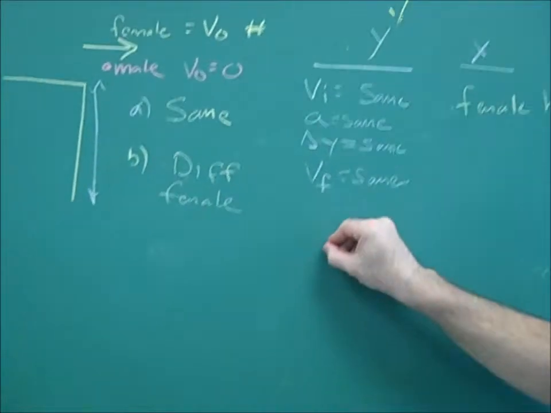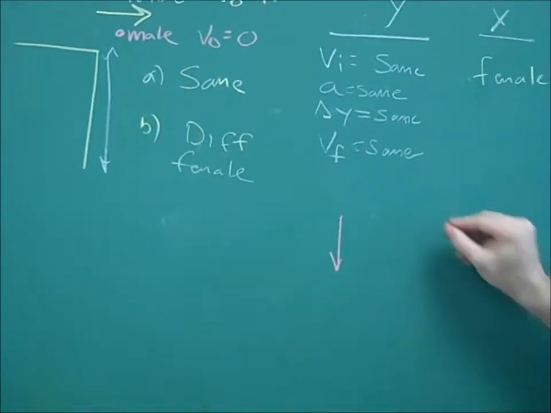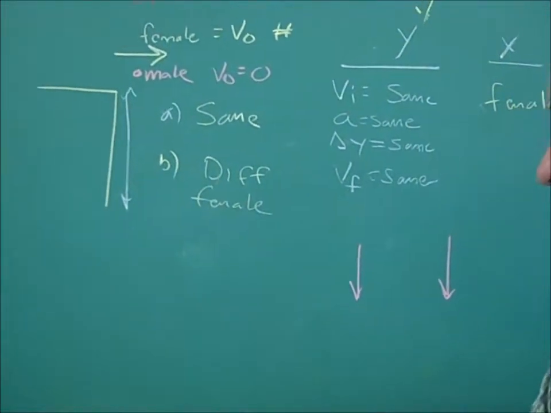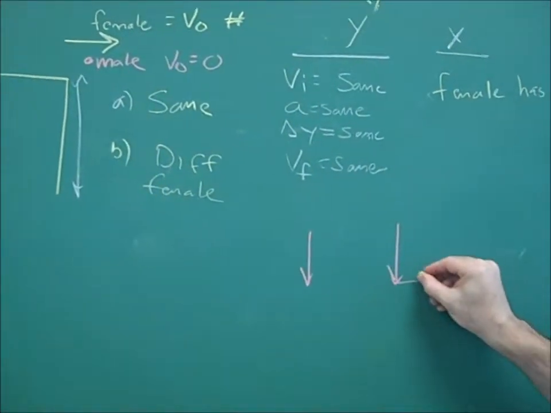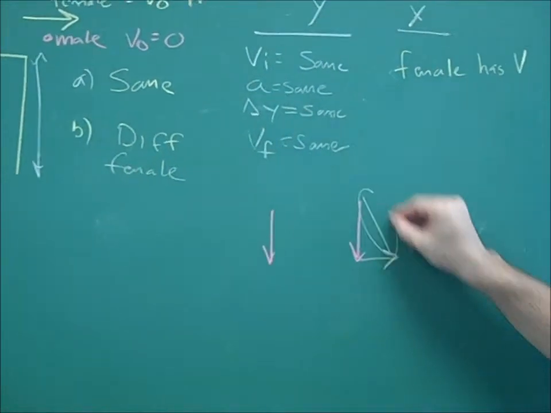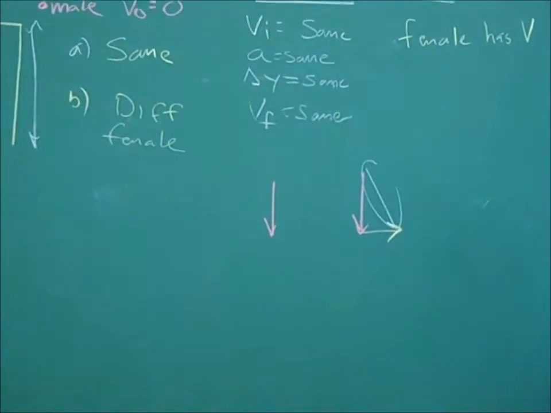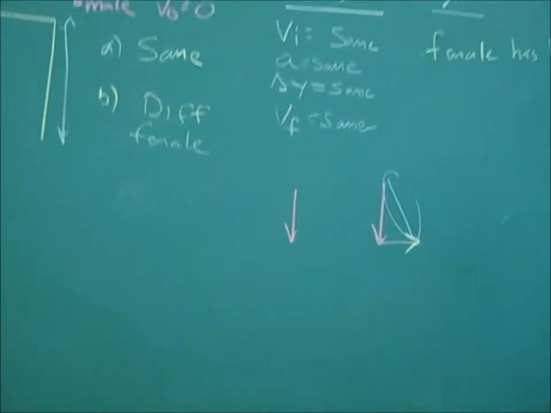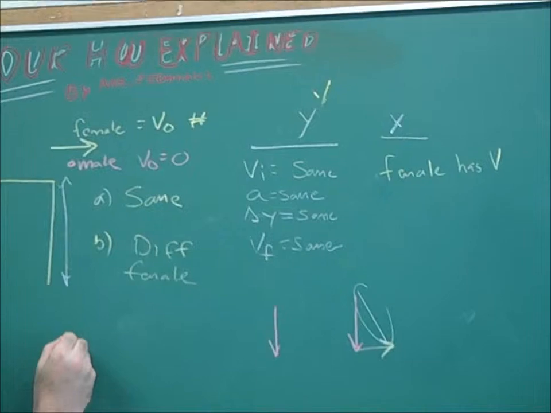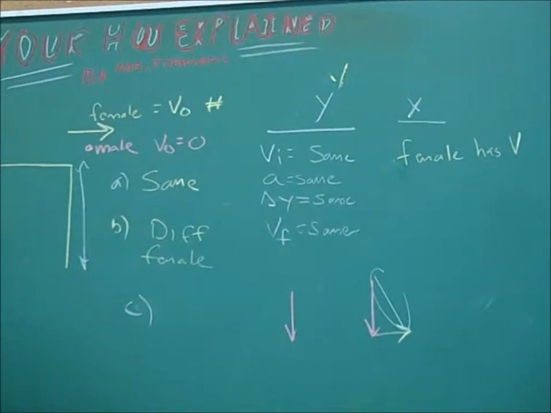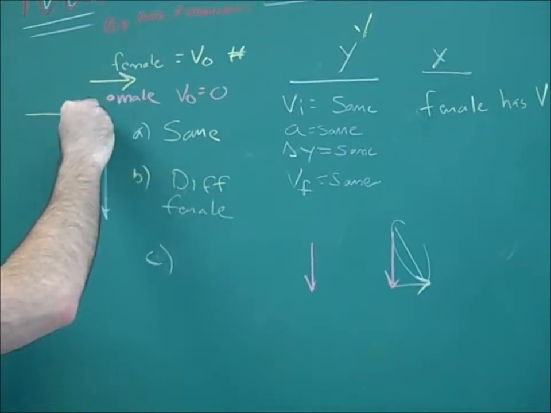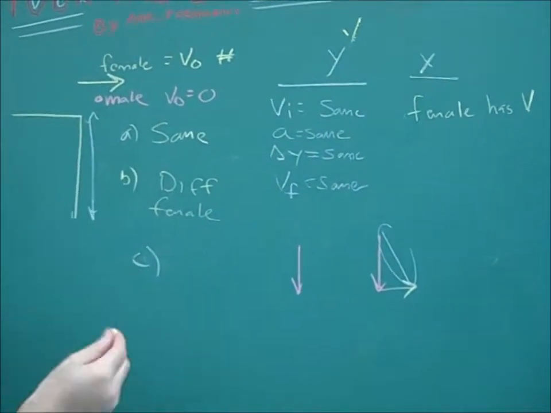So, if the female has a velocity when they hit, the velocity picture looks like this. The female's has the same velocity in the y, but she has the added velocity in her x, which results in a larger overall velocity than the male's. Thus, she hits with a faster velocity. For letter C, how does the y displacement compare? Well, once again, it's the same. They both start at the same height. They both end down here in the y. Got to be the same.